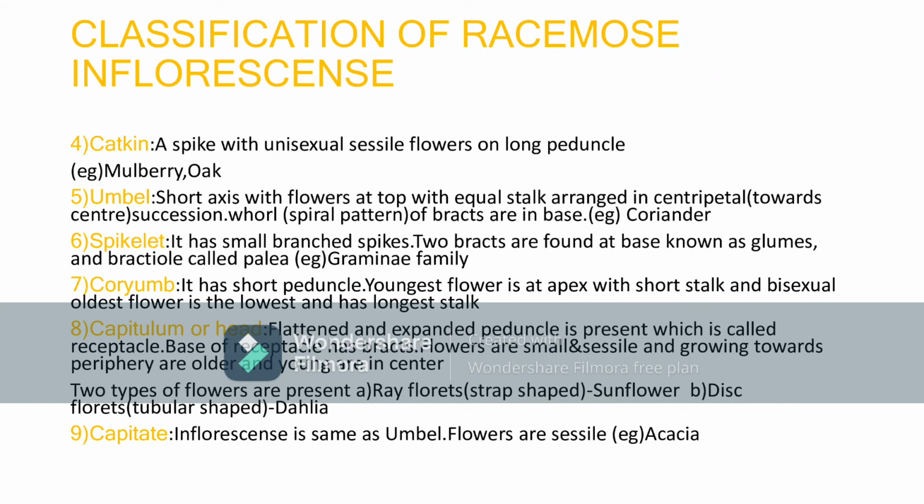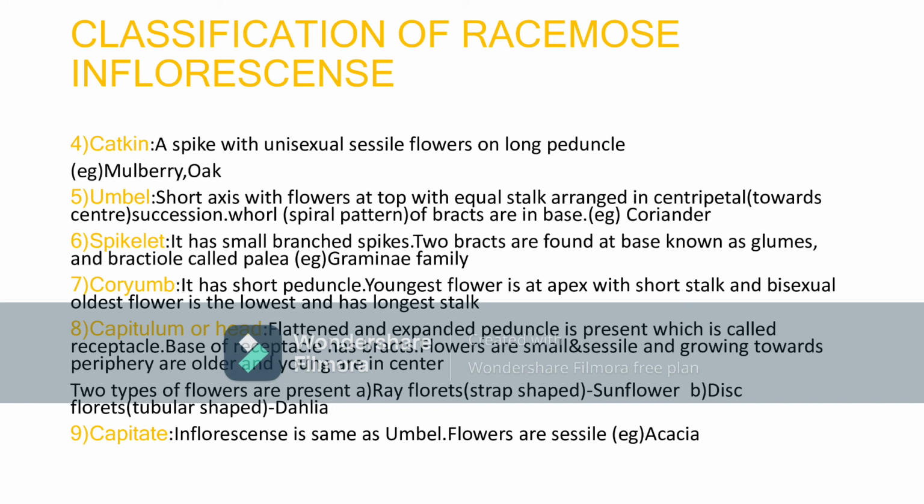Catkin: a spike with unisexual sessile flowers on a long peduncle. Example: mulberry, oak. Umbel: short axis with flowers at top with equal stalks arranged in centripetal succession. A whorl of bracts is at the base. Example: coriander, caraway. Spikelet has small branched spikes. Two bracts are found at the base, known as glumes, and a bracteole called palea.